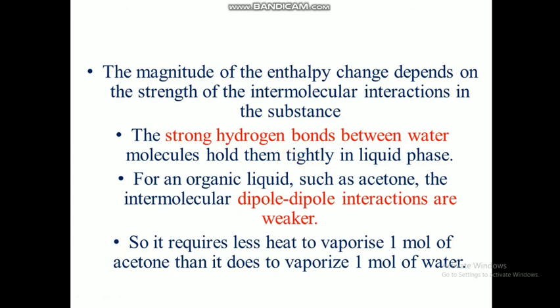So the energy requirement for this phase transformation depends on the particular substance. In this case we compared water with an organic liquid. Whatever it is, the energy for the phase transformation depends on the intermolecular attraction in that substance.